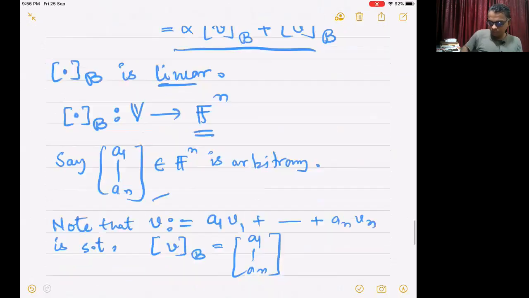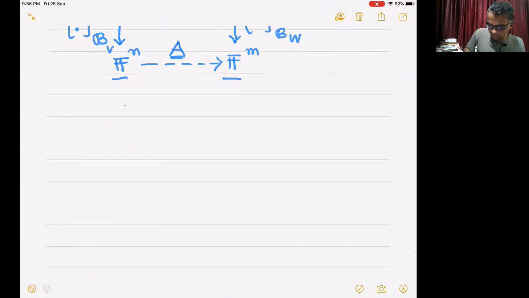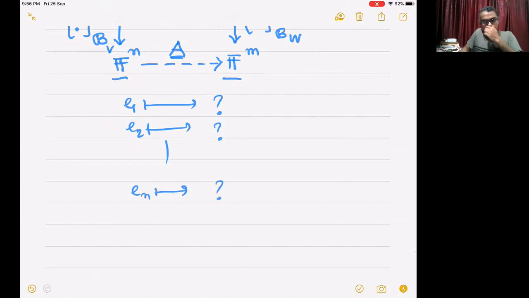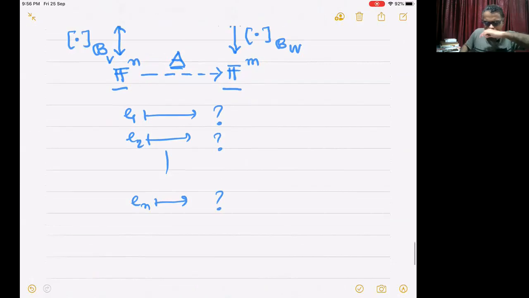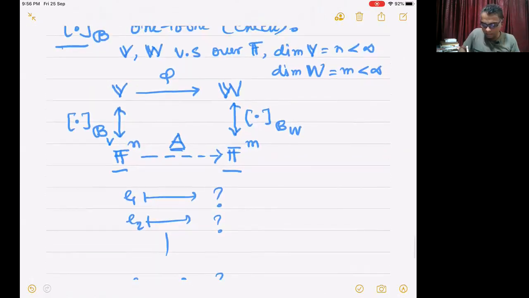We just need to find out what this map does to the vector E1, what this map does to the vector E2, and so on to the nth basis vector. Where do they get mapped to in this Fm? But now, notice what is happening. This is a commutative diagram, which means this A must represent this phi. So this A must be such that when A acts on E1, listen carefully, this is very important.